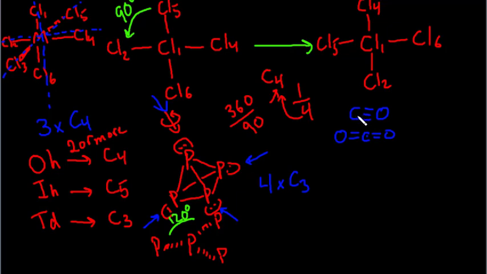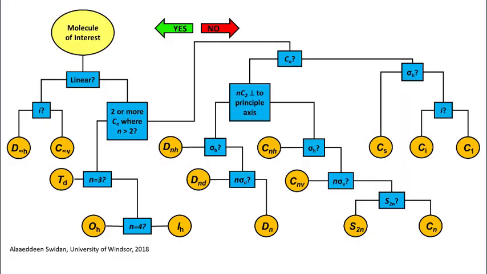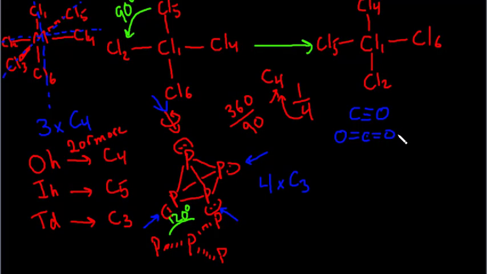In the case of carbon monoxide, this would not be the case, because if you have a carbon on the left, there will be an oxygen on the right. So in this case, the one with the inversion center would be D infinity h, and the one without the inversion would be C infinity v.